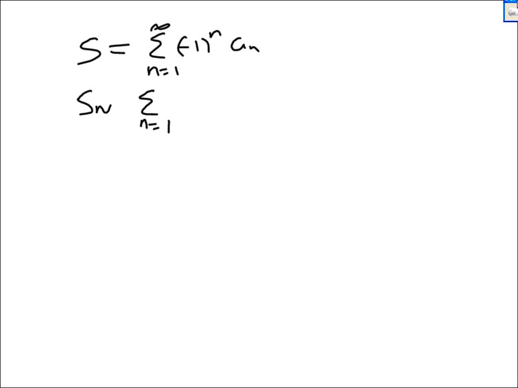Okay, in this new section, we're going to talk about how to approximate an alternating series. Let S equal the summation of (-1)^n a_n, where n goes from 1 to infinity. S sub N is the sum of the first N terms. That is, it's the sum as n goes from 1 to capital N of the nth term.